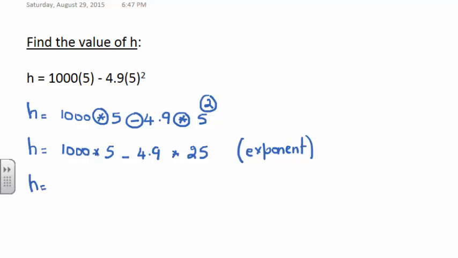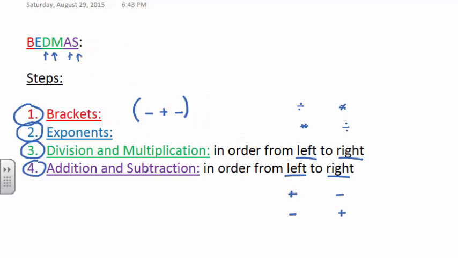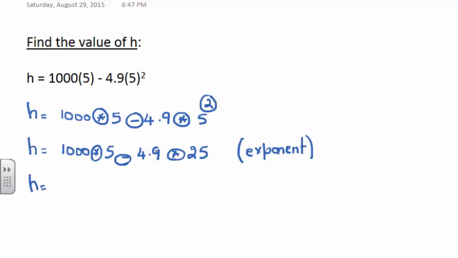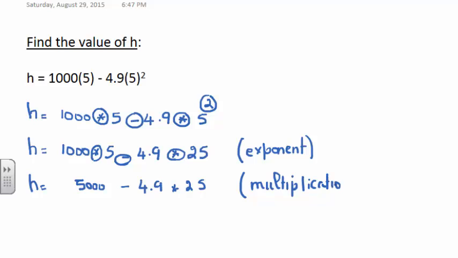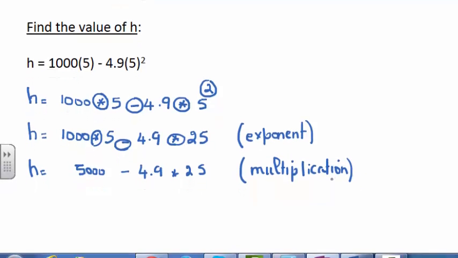So now, let's continue. H equals. How many operations do I have? I have multiplication, subtraction, and multiplication. As you know, if I go back, the multiplication is stronger than the subtraction. But in case you have multiplication and multiplication, let's start from left to right. Okay, so we can do it this way. 1000 times 5 equals 5000. Minus 4.9 times 25. And between brackets, I'm going to write multiplication to show the teacher that I understand that this is the next step.